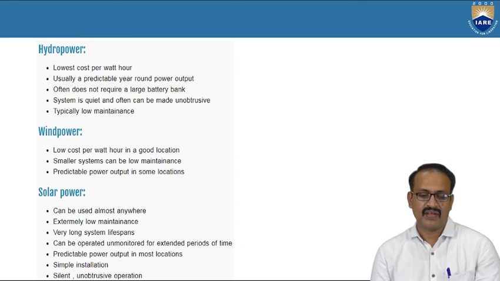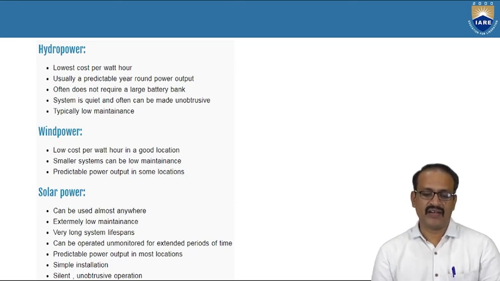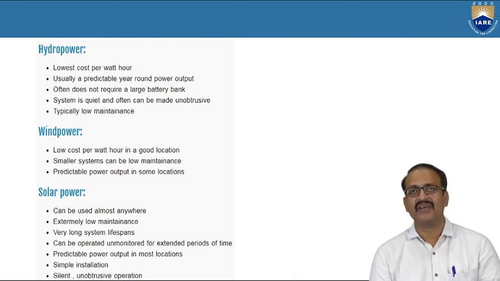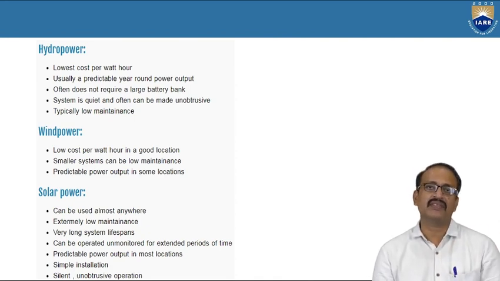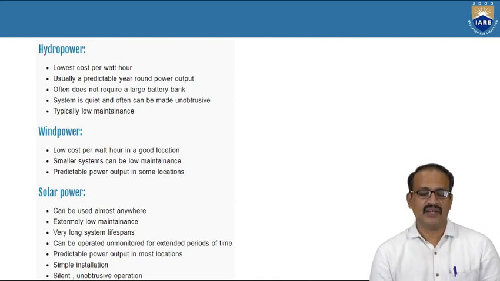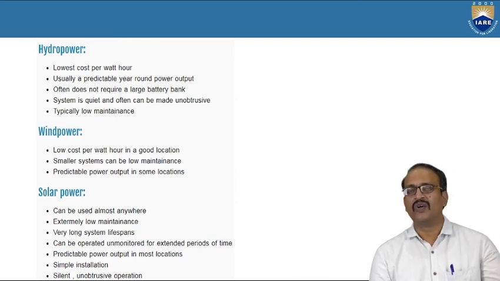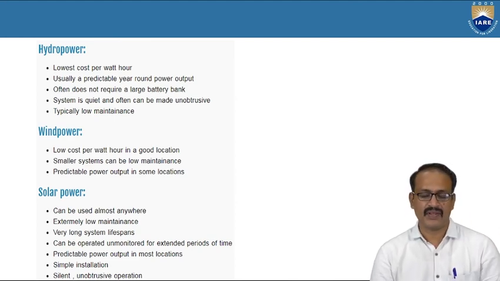The system is quiet and often can be made unobtrusive. Typically maintenance is very low, so hydropower is very simple. Wind power is not high cost compared to hydropower, and a smaller system can be low maintenance.